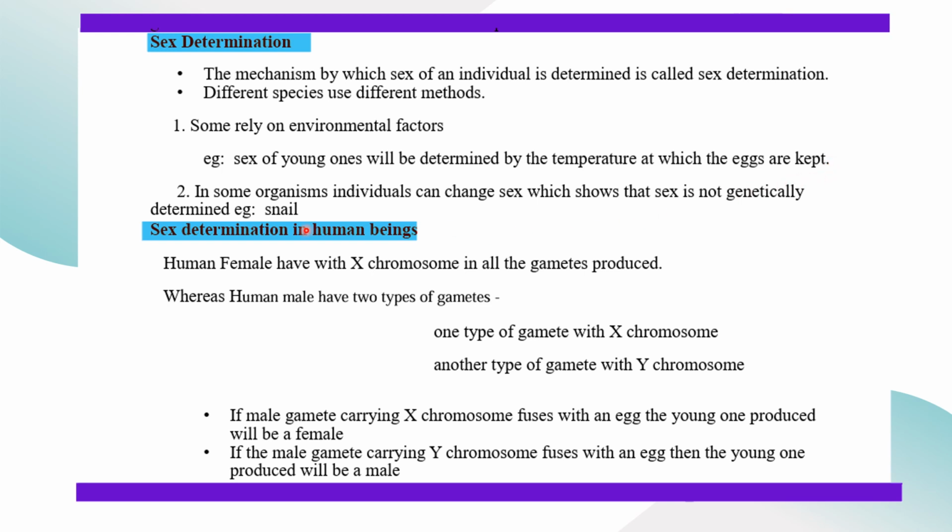In some organisms, individuals can change sex, which shows that sex is not genetically determined. For example, let's consider the snail. When all the snails are female, there is a chance they can change by themselves to male. Next, sex determination in human beings. Human females have the X chromosome in all the gametes produced, whereas human males have two types of gametes: one with the X chromosome and one with the Y chromosome. Let's see it in detail on the next slide.